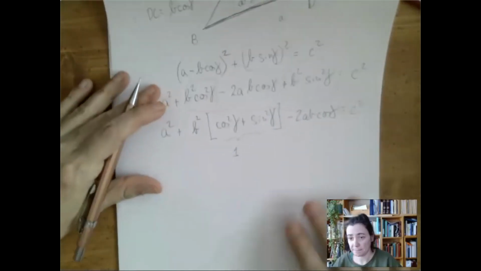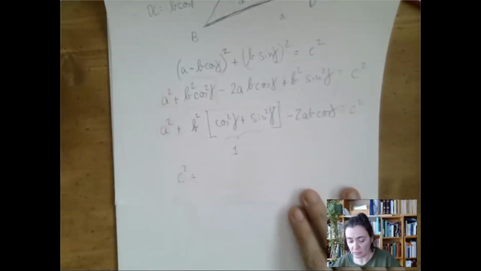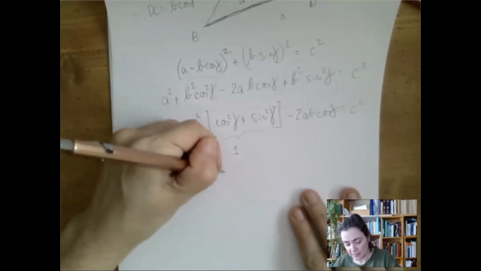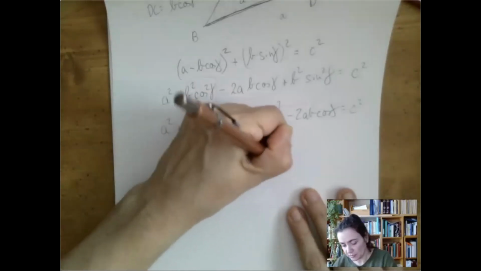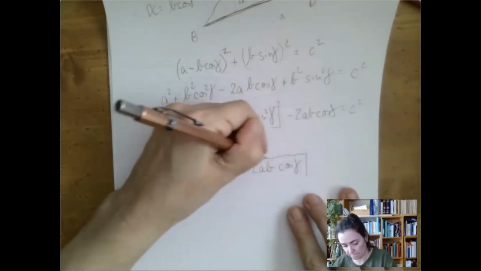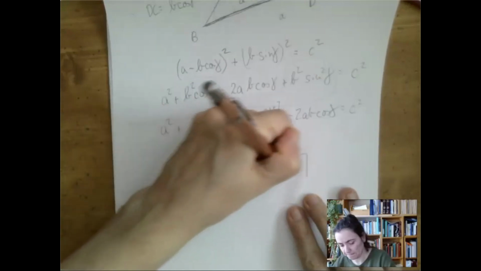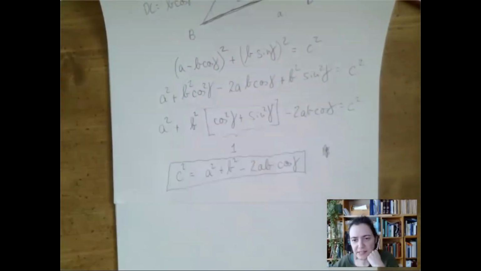And so here is the law of cosines: c squared equals a squared plus b squared. It's b squared times 1, which is just b squared, minus 2ab cosine gamma. So this is what we call the law of cosines, and it's one of the most important trigonometric identities. It's very useful in finding sides and angles in triangles. We're going to see it again and again. Thank you for watching.